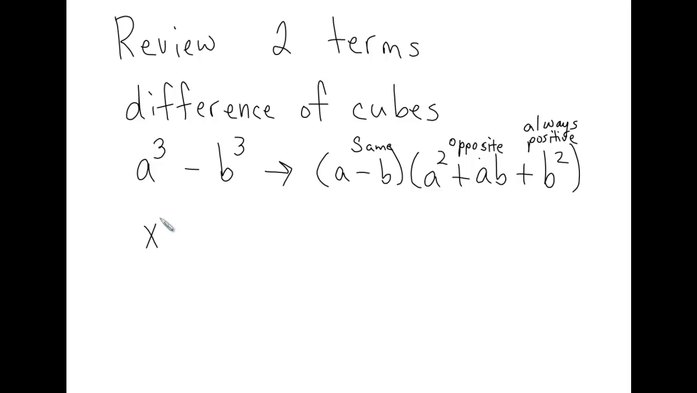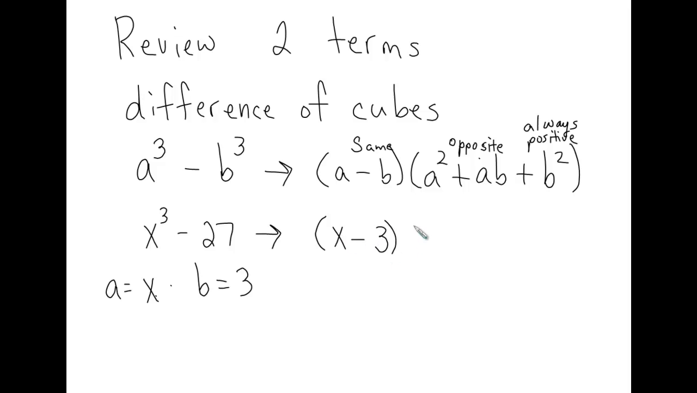Example, x cubed minus 27. The cube root of x cubed is x, and the cube root of 27 is 3. So x minus 3 times x squared plus 3x plus 9.